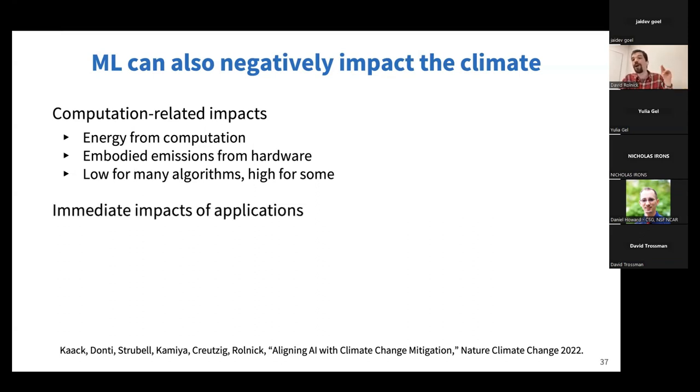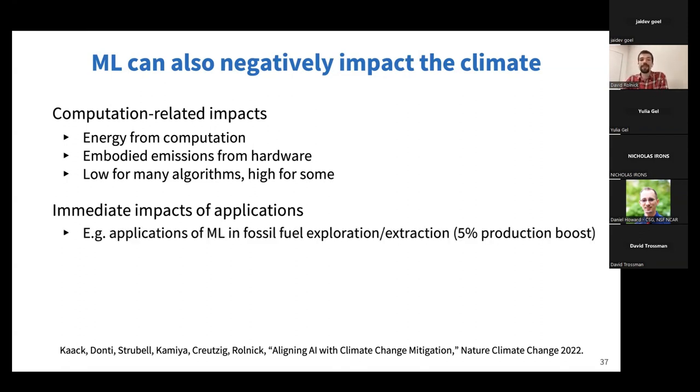However, there are a lot of other ways in which machine learning is also negatively impacting climate change, which don't necessarily get talked about. There are the immediate impacts of applications. Machine learning is used to further applications, notably in fossil fuel extraction and exploration, leading to, in some cases, a 5% production boost and estimated to create $500 billion in additional profit for the oil and gas industry just by 2025. So machine learning is a lever, and you can use it to do all kinds of things. And some of those things are really bad for the climate.